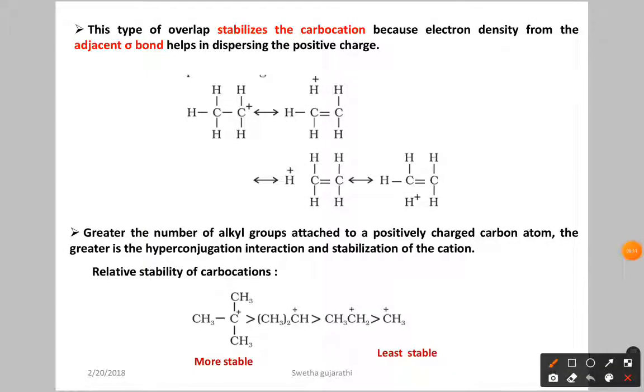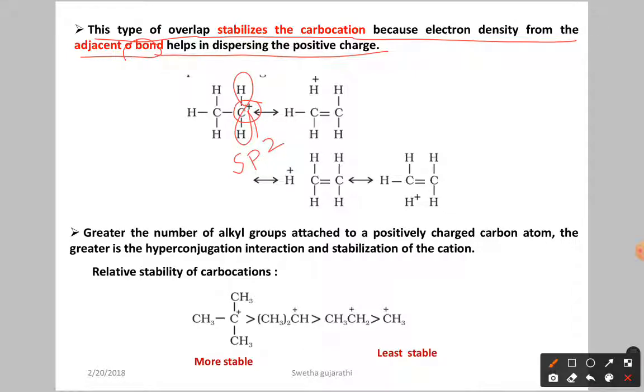So this type of overlap stabilizes the carbocation because electron density from the adjacent sigma bond helps in dispersing the positive charge. Here you can see this is an example. This is how we have a carbocation. Carbocation means sp2 hybridization is there, having one empty p orbital. So on this carbon we have one empty p orbital. Okay, so what happened here?